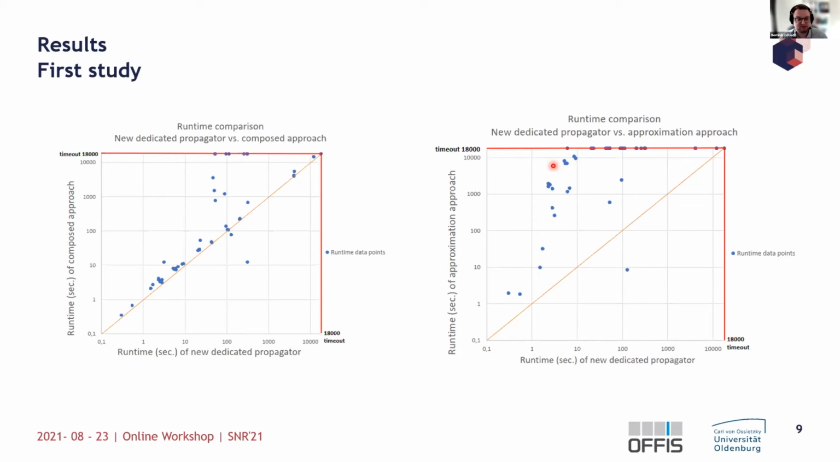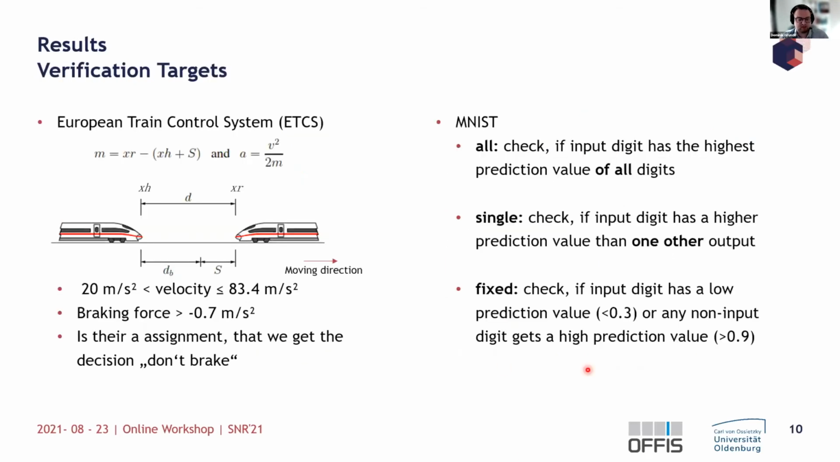So the takeaway is that it makes sense to use dedicated propagators. And of course, if you talk about approximation approaches, there's already the trade-off between speed and accuracy, or precision, in the resulting intervals. Especially here, we see that our new dedicated propagator is also faster than the approximation approach.